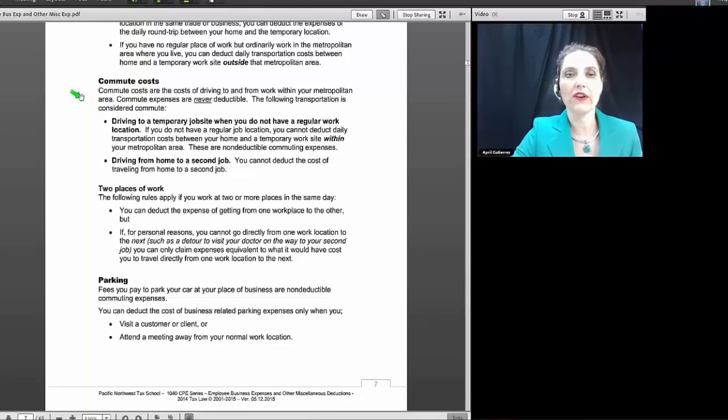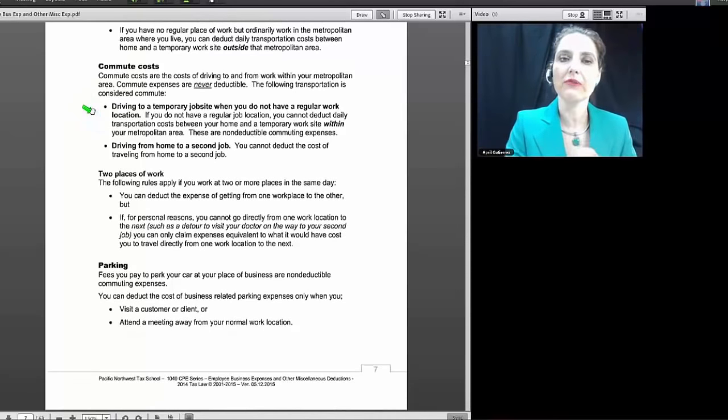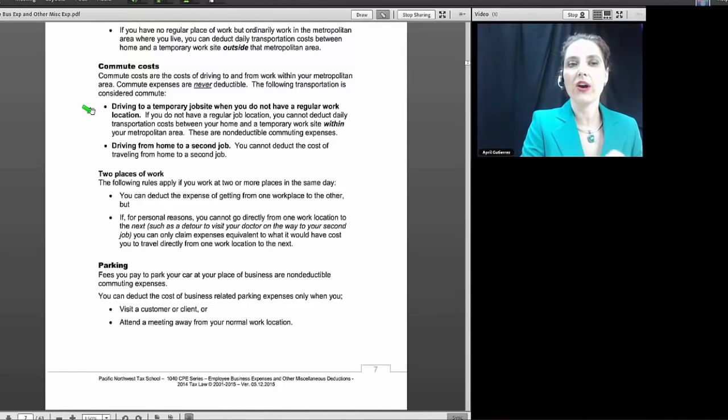Commute costs are the costs of driving to and from work within your metropolitan area, and commute costs are never deductible. The following transportation is considered to be commute: driving to a temporary job site when you do not have a regular work location. If you do not have a regular job location, you cannot deduct daily transportation costs between your home and a temporary work site within the metropolitan area. These are non-deductible commute expenses.